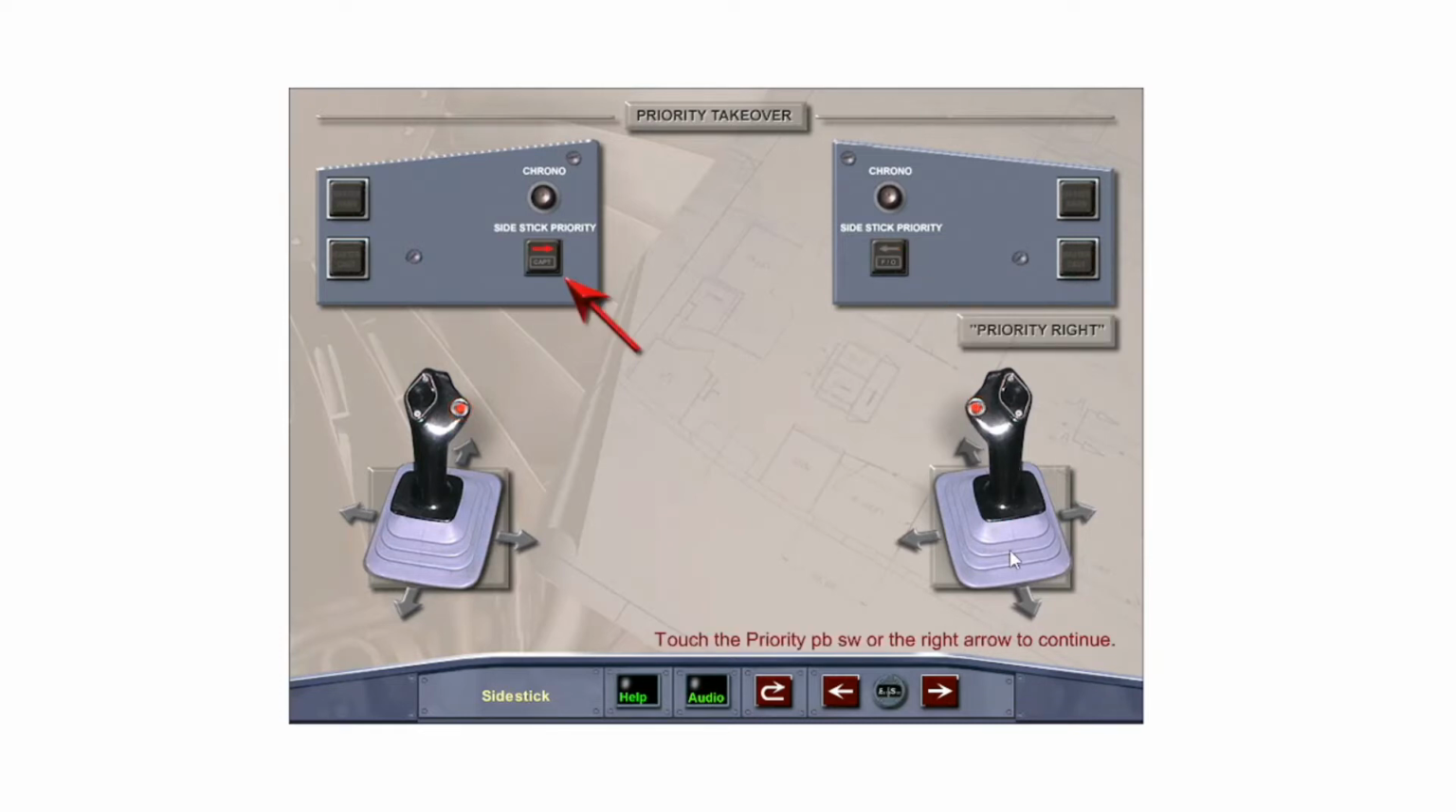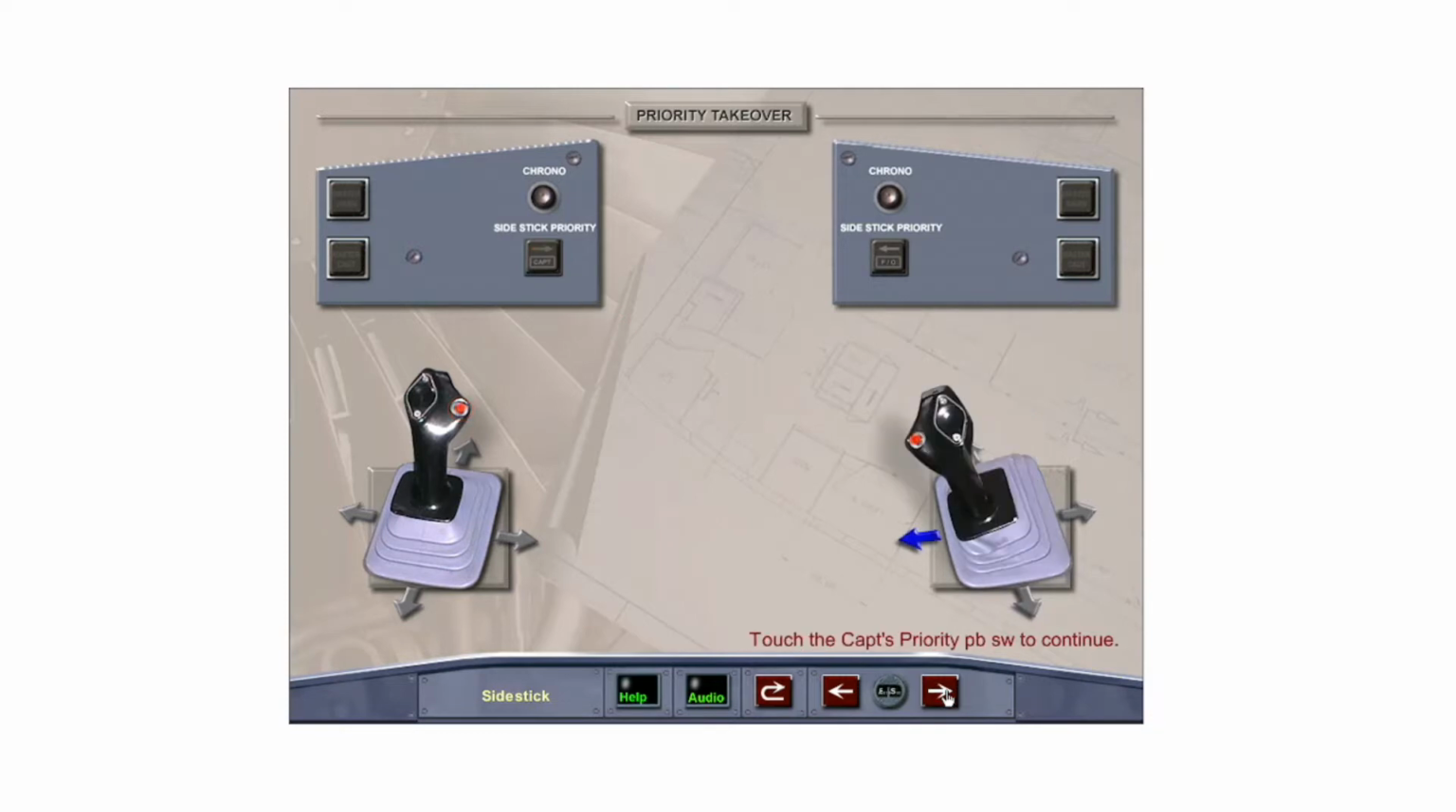Priority right. Note the first officer's side stick is not in the neutral position. Then touch the captain's side stick priority takeover push button to take control. Priority left. A green light, either captain or first officer, is displayed in front of the pilot who has control when the deactivated side stick is not in the neutral position. If the deactivated side stick is released to neutral, the green light goes out, but the red arrow remains. Touch the first officer's side stick to release it to neutral.